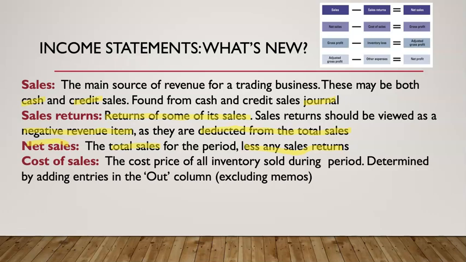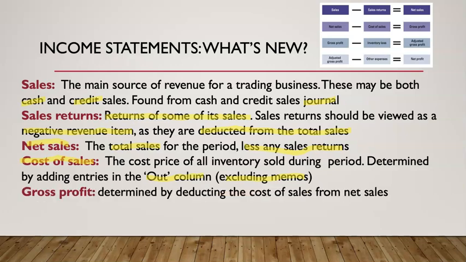We then have cost of sales, which is the cost price of all our inventory sold during the period. And then we can find that if we have an inventory card in the out column, excluding all the memos. So we're going to total up all the out column, excluding memos. This could also involve cost of goods sold, which is another heading, and we might have other expenses here like cartage in as well. Gross profit is then what we determine by deducting cost of sales from our net sales.